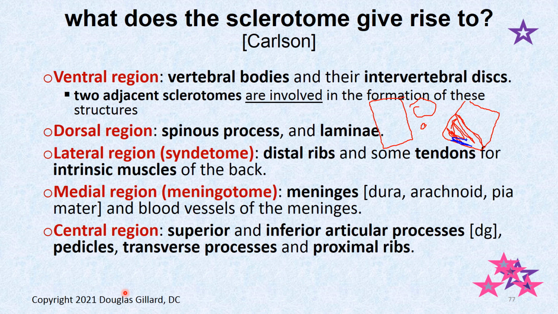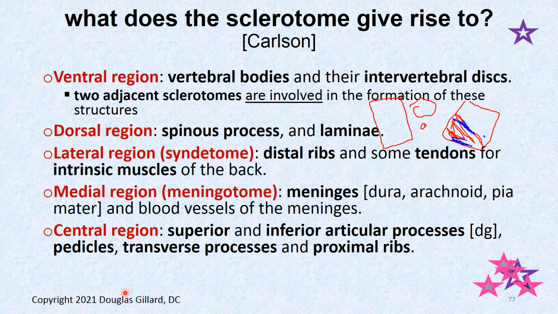The ventral region of the sclerotome is what really gives rise to the vertebral bodies and the intervertebral discs. That's where those cells come from. Remember, it takes 2 sclerotomes to make a vertebral body. The dorsal region, more dorsal right up here, gives rise to the spinous processes and the lamina.